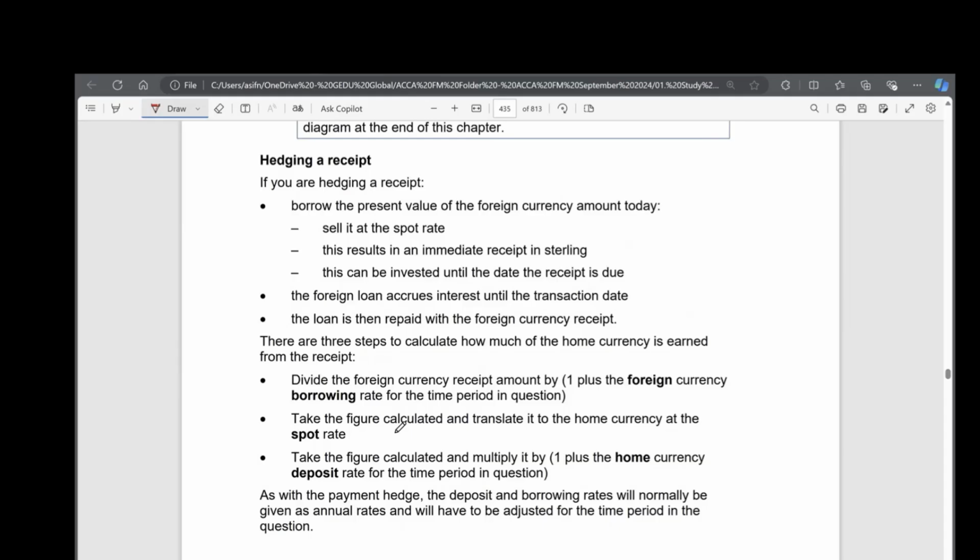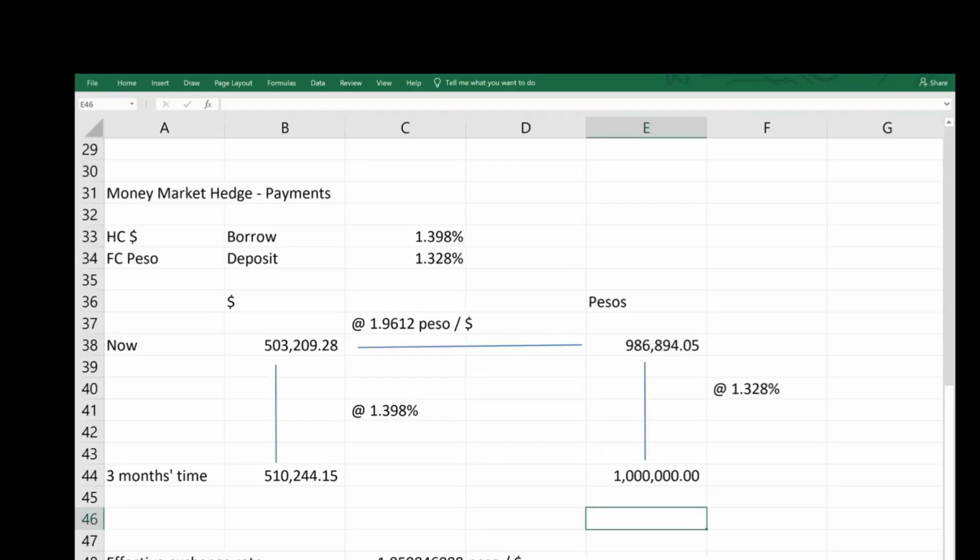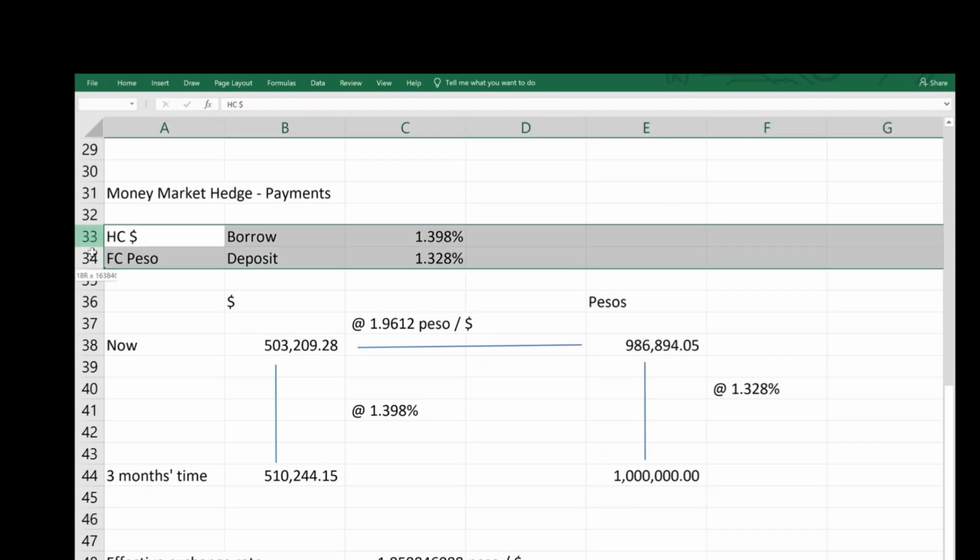How does it work? The working is exactly the same. We just need to change the rate of interest. That's it. So in case of receipt, you will borrow in your foreign currency and then deposit in your home currency.